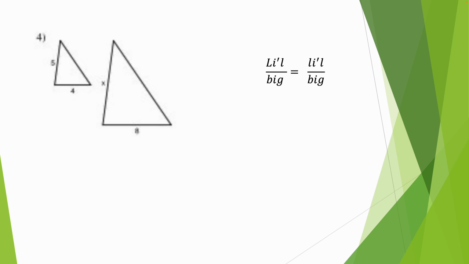Okay, so this time, little is to big as little is to big. The 5, I should say, corresponds to the x, and the 4 to the 8. So 5 is to x as 4 is to 8. I cross multiply. 4x is 40. Dividing by 4, x is 10. And that makes sense, right? Because 5 times 2 will get you 10, and 4 times 2 will get you 8. So there's that consistency from the first problem.